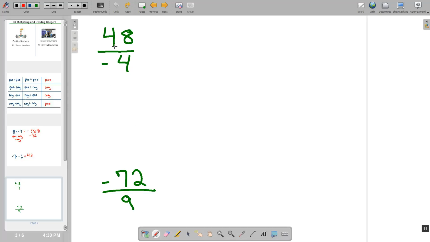So when we're dealing with 48 divided by 4, we know that 40 divided by 4 is equal to 10. So 44 divided by 4 would be equal to 11. 48 divided by 4 is then going to be equal to 12. But since this is a positive divided by a negative, our answer would be negative 12. For the problem below, negative 72 divided by 9, this is still going to be a negative answer, but 72 divided by 9 is now 8, so our answer will be negative 8.